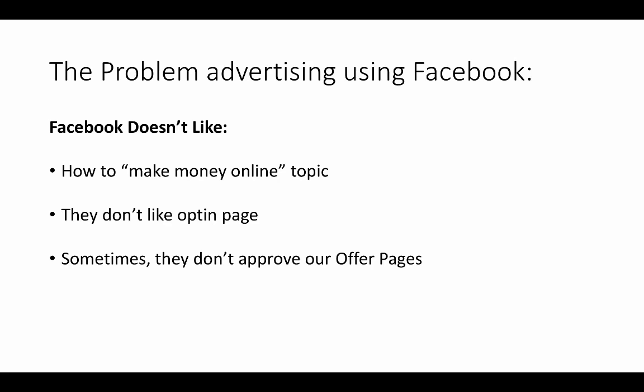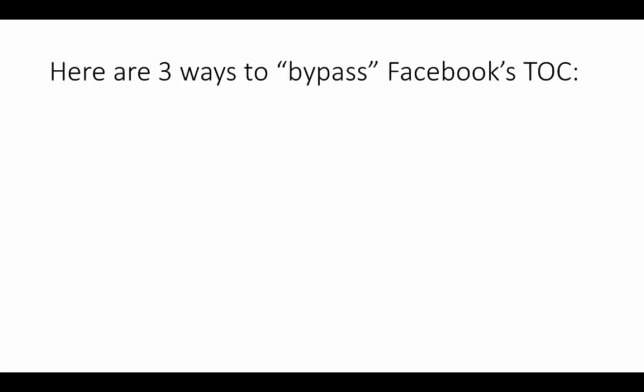So this is why in this training, I want to specifically teach you how to continue using Facebook to build your list. Here are three ways to so-called, quote-unquote, bypass Facebook's terms and conditions without doing anything shady or black hat. This is the correct way, which 99% of the time you will get approved. Ready? Good. So instead of promoting the offer page, the done-for-you opt-in page within the CB Passive Income system, which we have been covering earlier, consider promoting a survey instead.